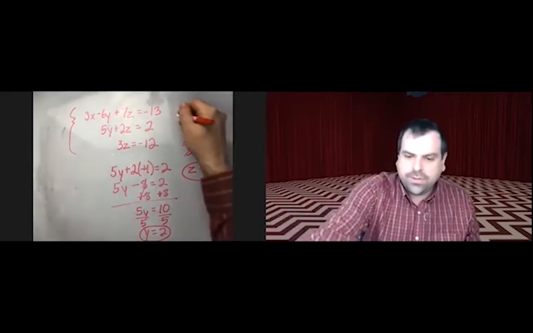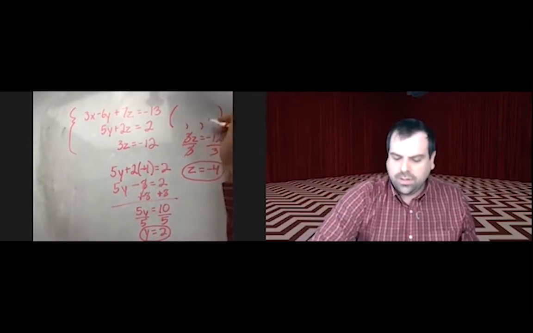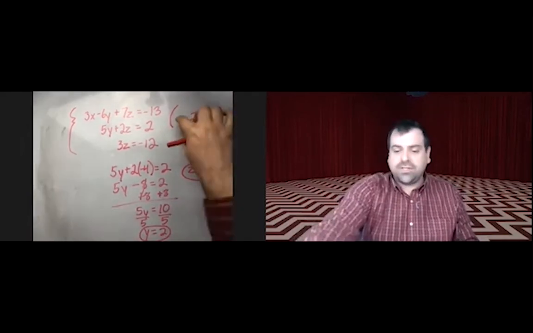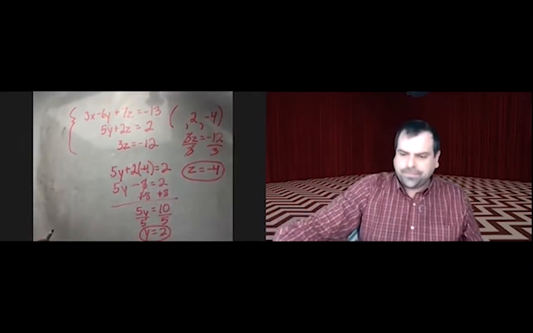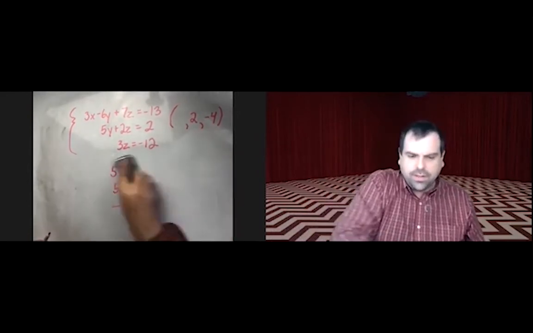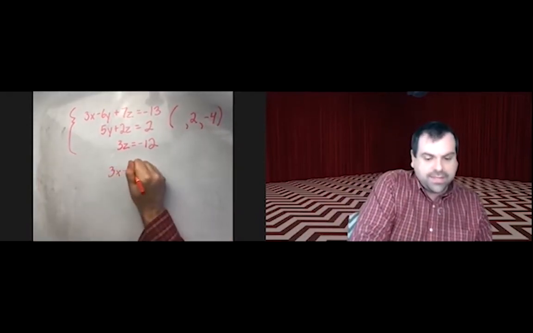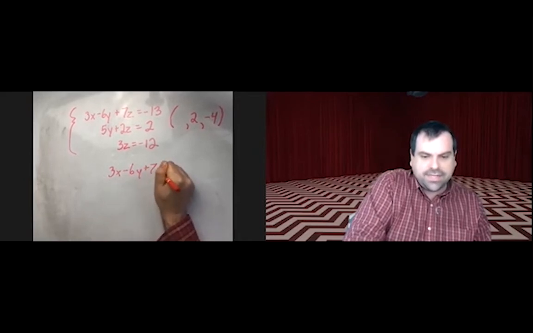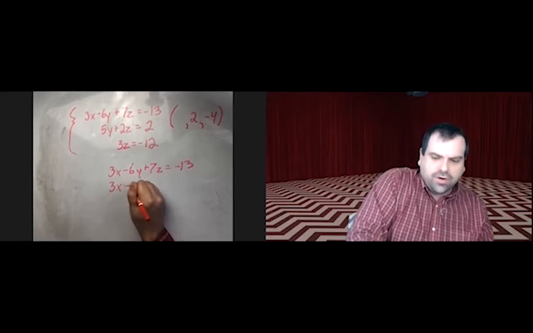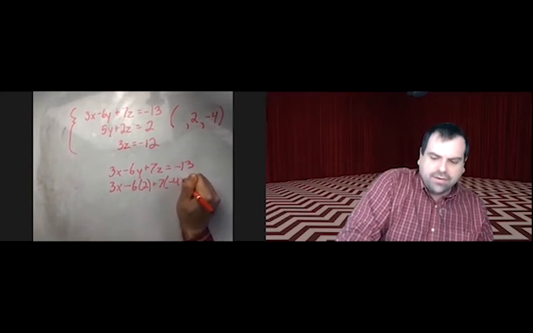I need room. So far our answer is the ordered triple where y is 2 and z is -4. We just have to solve for x. So 3x minus 6y plus 7z equals -13. We're going to solve for x. Y is 2. Z is -4.